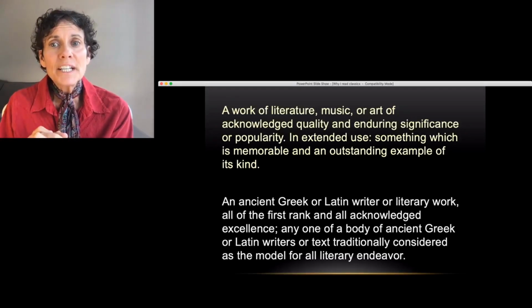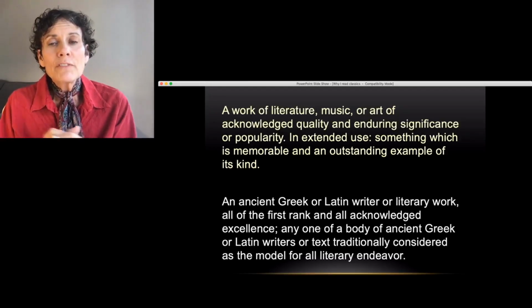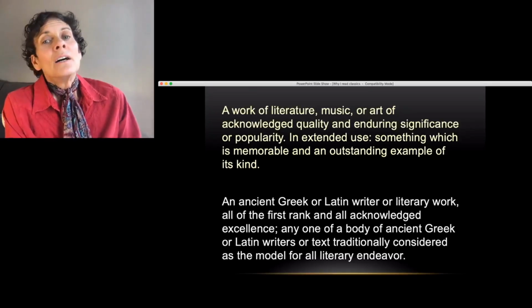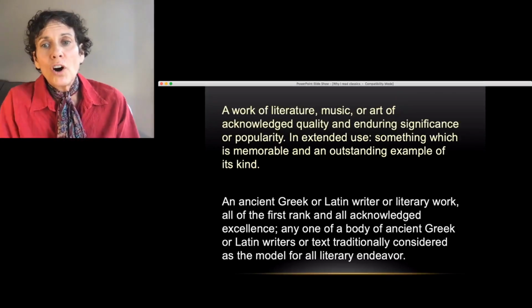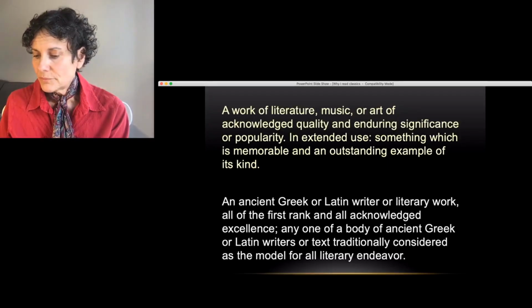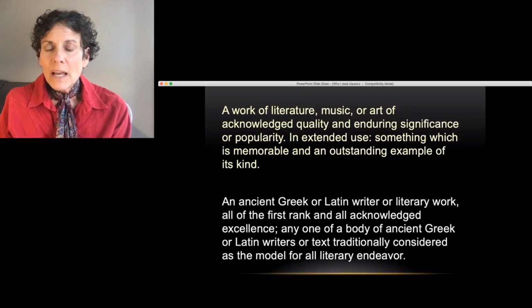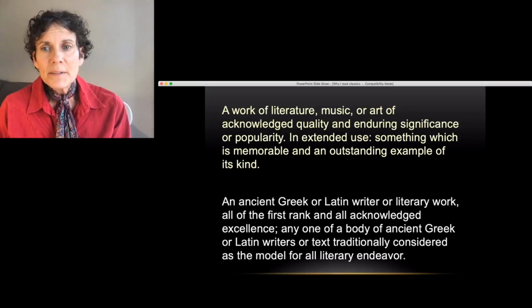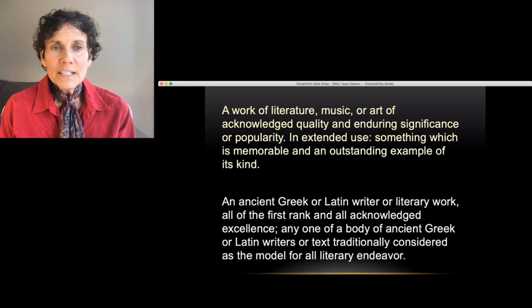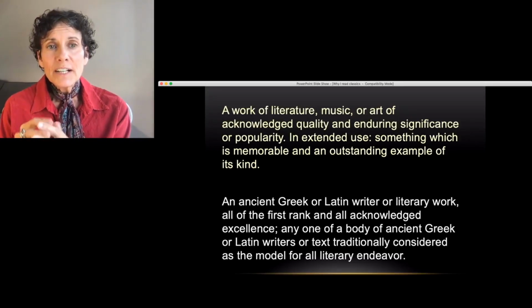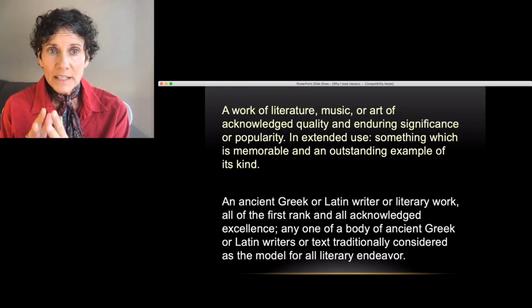Another definition, an ancient Greek or Latin writer or literary work, all of the first rank and all acknowledged excellence. Any one of a body of ancient Greek or Latin writers or texts traditionally considered as a model for all literary endeavor. Now, it's important to recognize that just because something is ancient and it's Greek or Latin, doesn't mean that it's all of the same quality. You can take works, for example, by classic authors such as Plato and Aristotle. Within those works, you're going to find very high quality thinking, and you're going to find some problems in thinking.